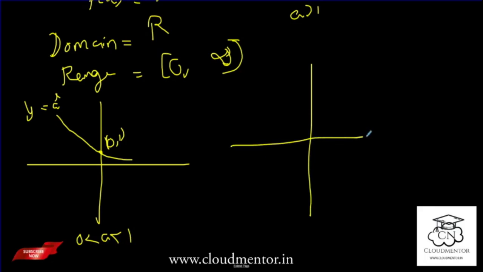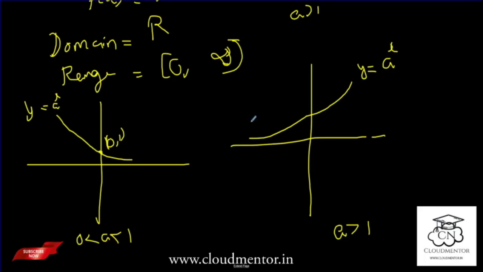Now the increasing function will be for a greater than 1, and will be like this. So this is the increasing exponential function, y equal to a raised to x, where a is greater than 1. For a between 0 and 1, this is a decreasing graph like this, and for a greater than 1, the graph will be like this. There are no such bends here. This is a mistake of drawing.